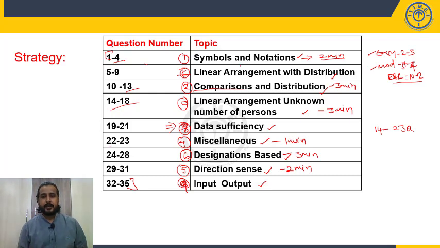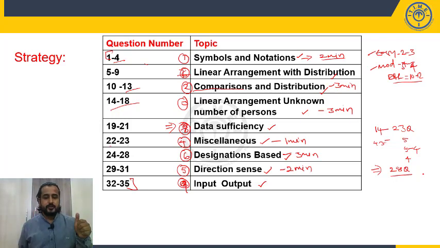If you pick up linear arrangement distribution, it may take 4 to 5 minutes, then you will get 5 marks. If you solve input output also, it will take 5 minutes, you will get 4 marks. Here 4 to 5 minutes, you will get 5 marks. So, in any other least case, a minimum of 28 questions you can get in this paper if you are thorough with your fundamentals. Okay. The 3 success mantras, don't forget.